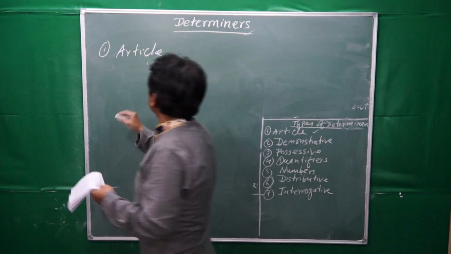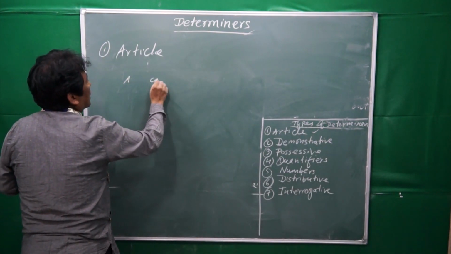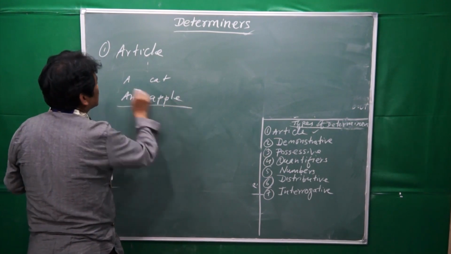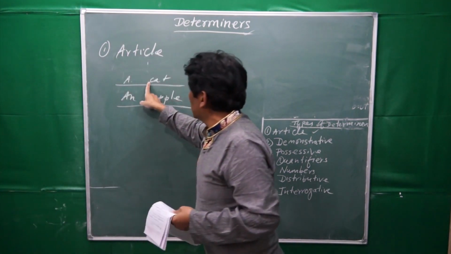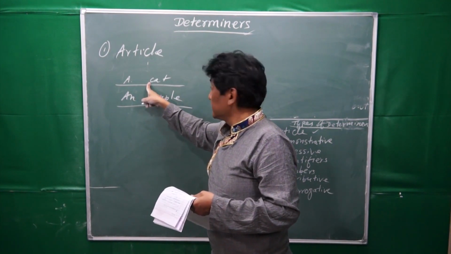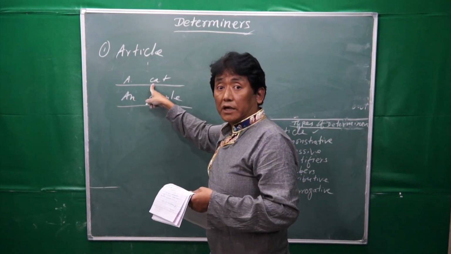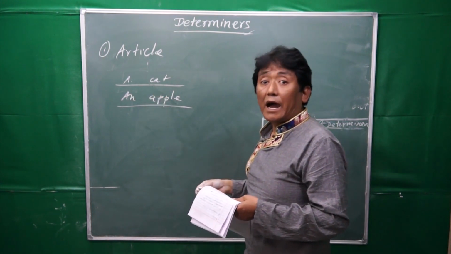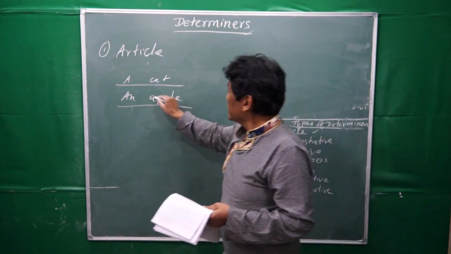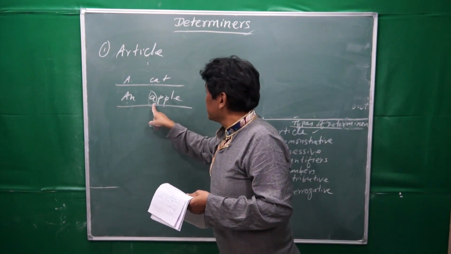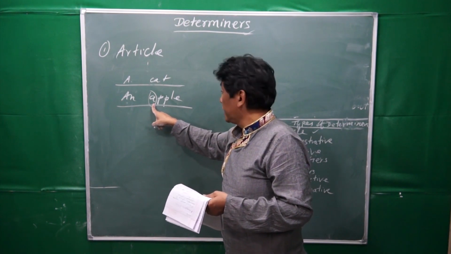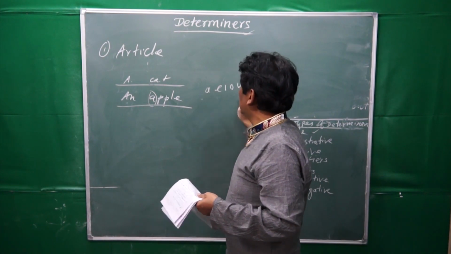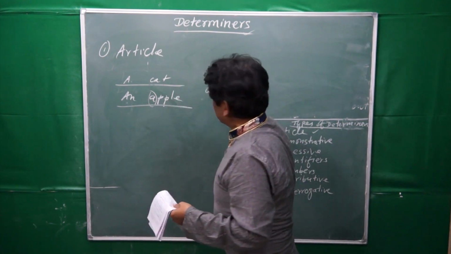We use like a cat and an apple, right? A comes before the consonant sound. The first letter of the word has to be consonant sound. Cat, cat. Vowels, you know, right? A, E, I, O, U are vowels. Over here, an is written in front of vowel sound. Apple. A, E, I, O, U sound. Right? Vowel sound. So, this is easy for you.